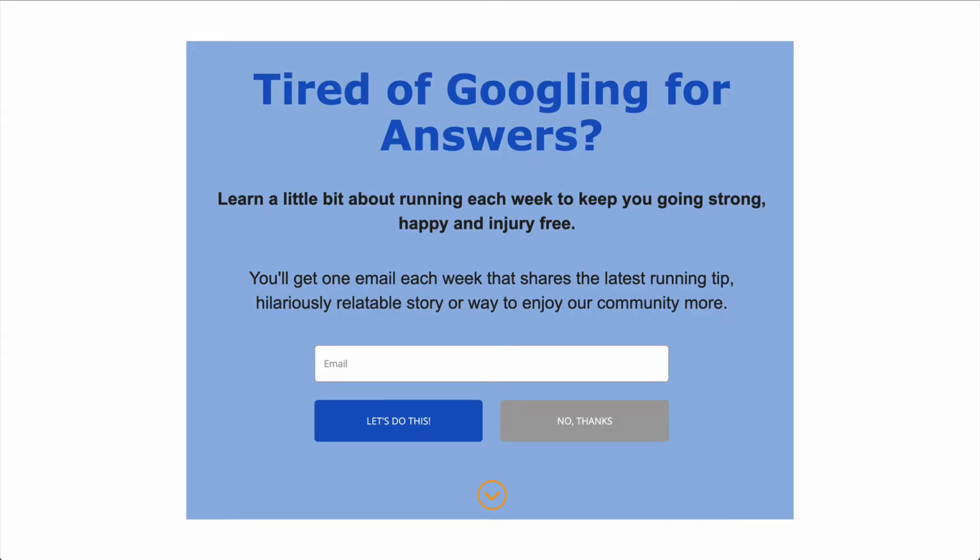So here are some more examples that I found as I was browsing through the internet. This one came up as a pop-up on a website, and it said, tired of Googling for answers? Learn a little bit about running each week to keep you going strong, happy, and injury-free. Right there, they're going for the feeling. They want to keep you strong and happy and injury-free. And the key word there is happy, as far as emotions go.